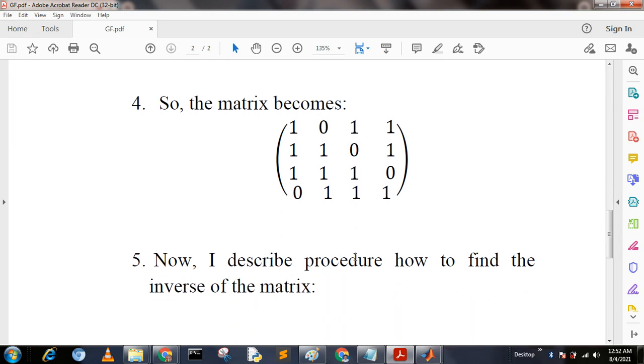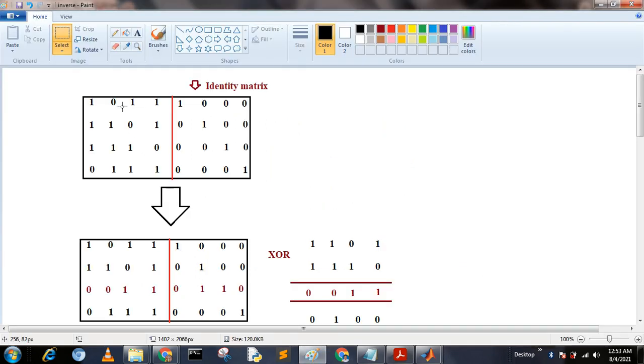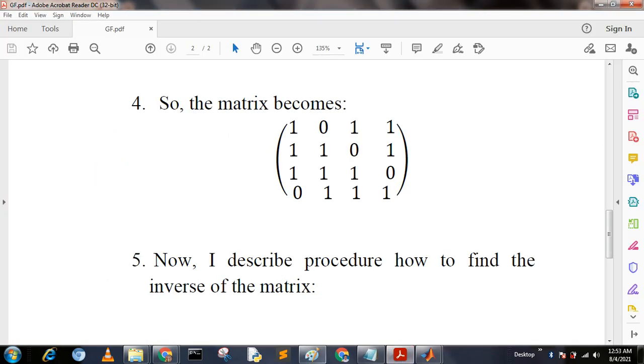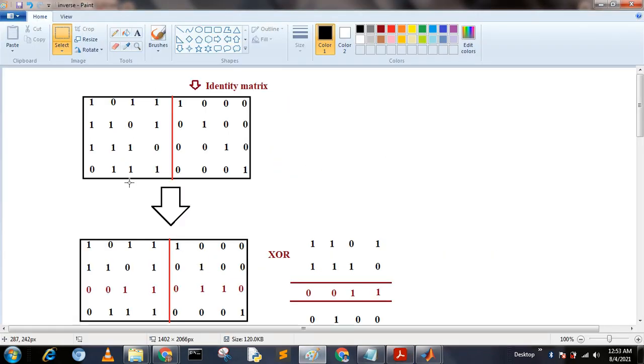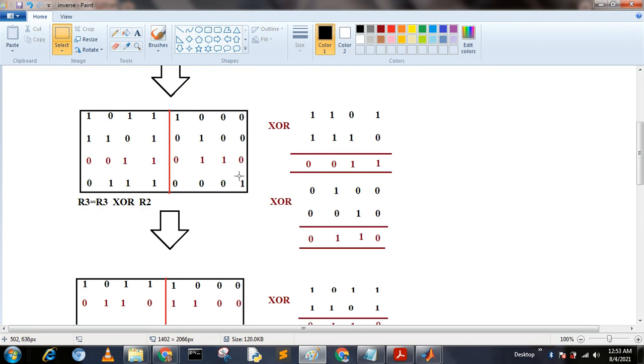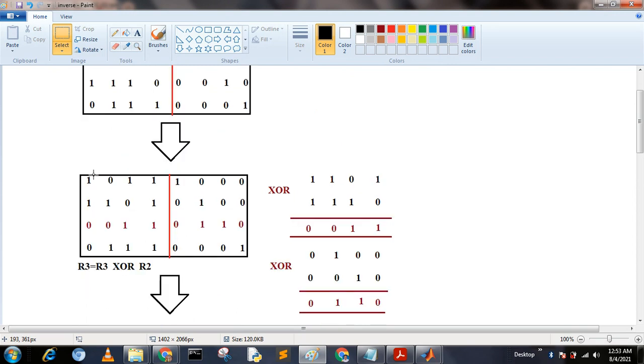Now I describe the procedure for how to find the inverse of the matrix. Before going to discuss this matrix, we can write it in this format: 1011 1101 1110 0111. We just write this matrix in this format. Then we write an identity matrix: 1000 0100 0010 0001.